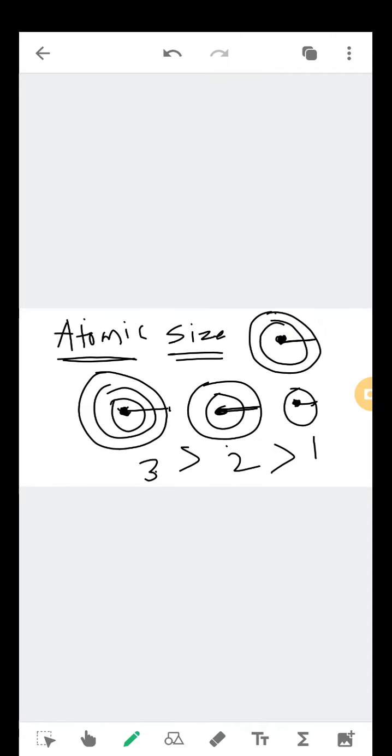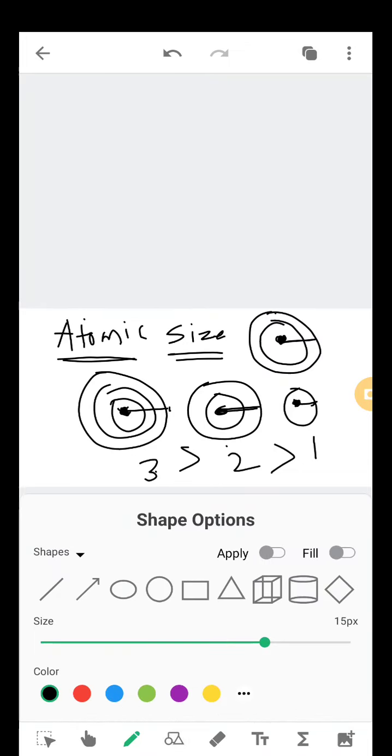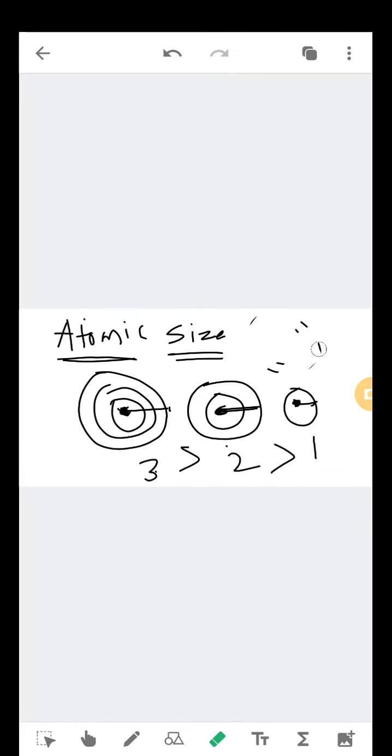Okay, say suppose there is an atom. If we take an example, say suppose there is an atom. This first atom has only one shell, so the atomic size will be, say suppose 1 centimeter, it is lesser. Suppose there is only one shell, then the atomic size will be small.